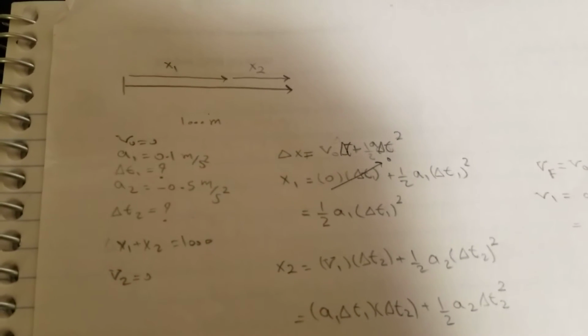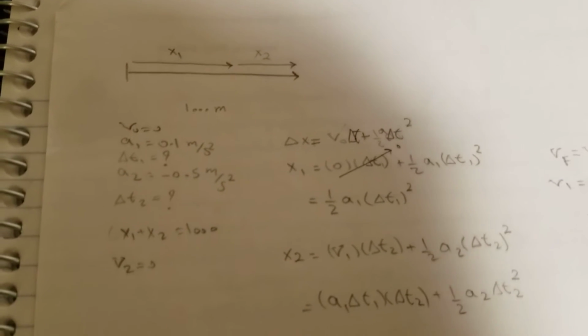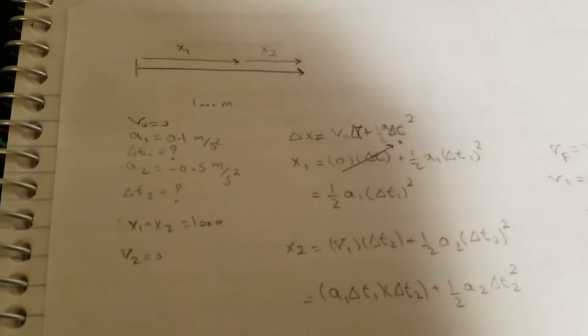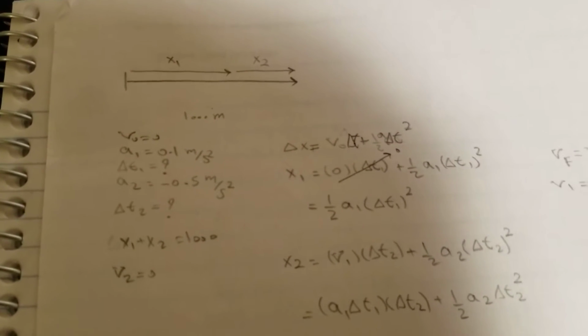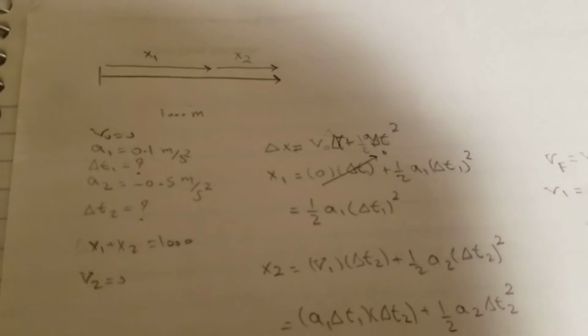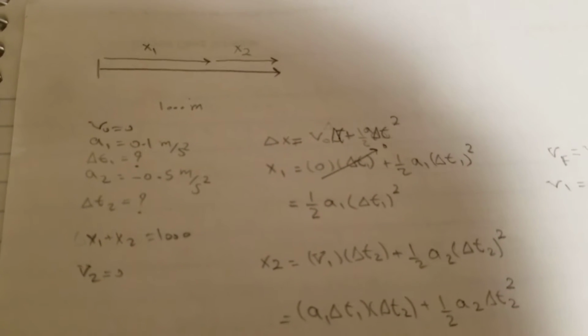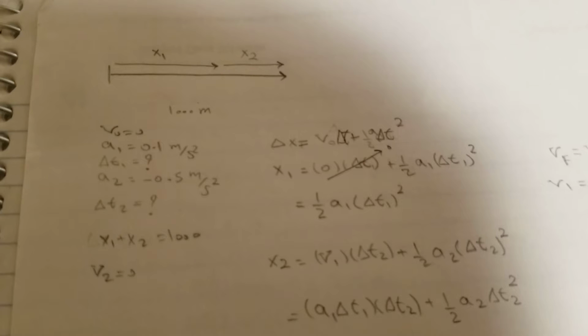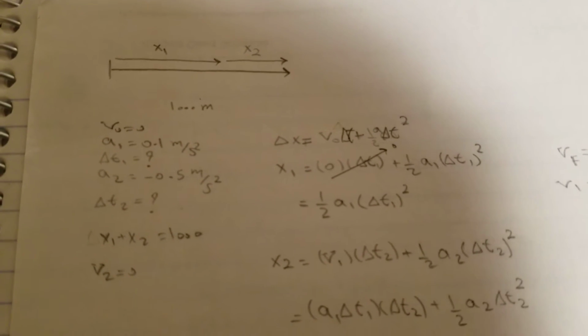So we basically have two travel segments. One we just call x1. We call it distance x1, which the train travels at an acceleration of 0.1 meters per second squared. And then we call the next one x2, which the train travels at a2, which is equal to negative 0.5 meters per second squared.